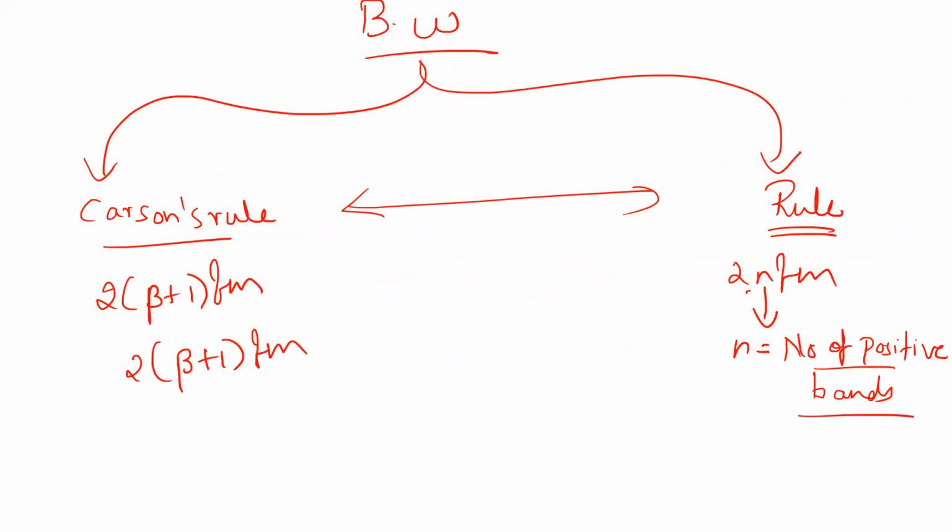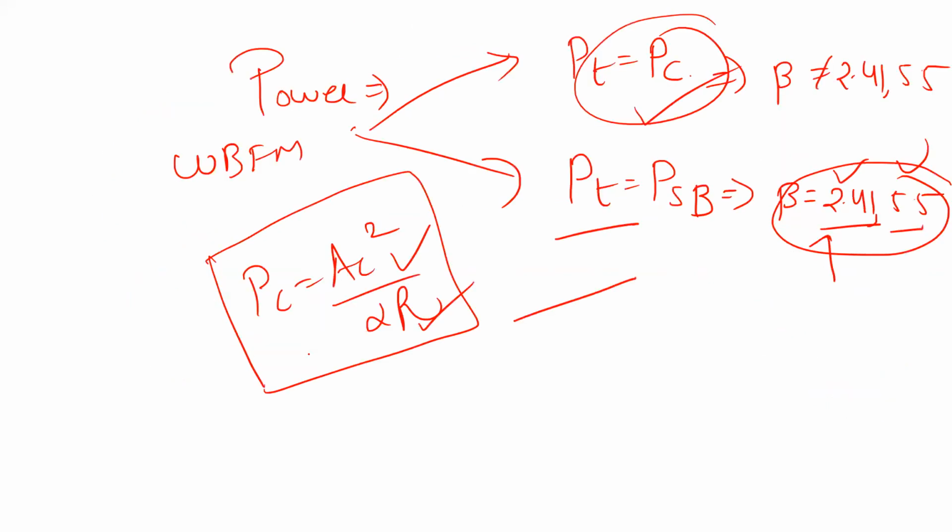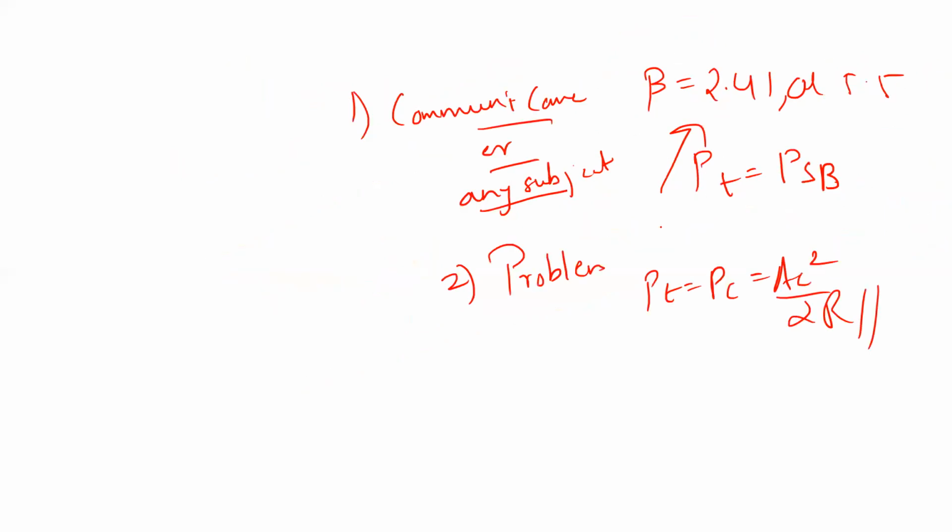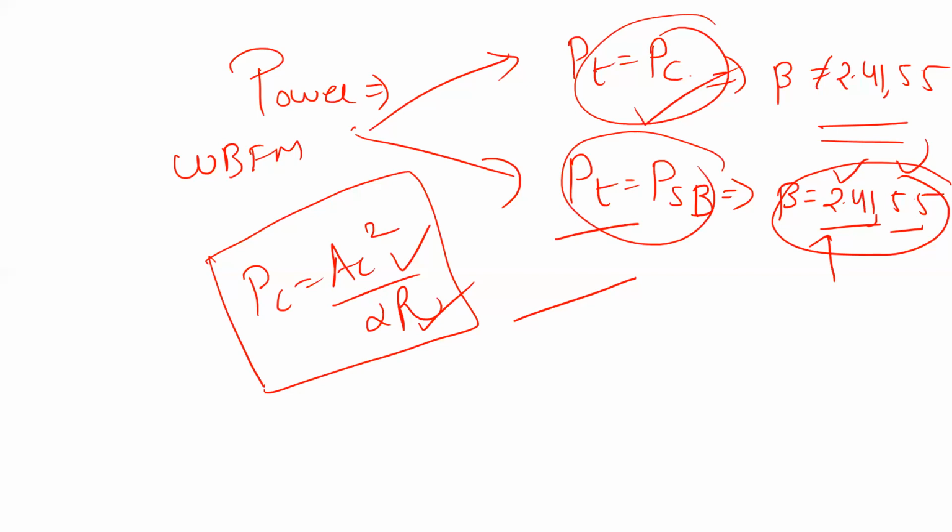Then we learned about Carson's rule, wherein we had the bandwidth as either 2 n fm or, according to Carson's rule, as 2 into (beta plus 1) into fm. And the power was told as PT equal to PC for all values except beta 2.41 and 5.5. When beta is 2.41 and 5.5, PT is not equal to PC but equal to PF. So this is the basic that we learned yesterday.